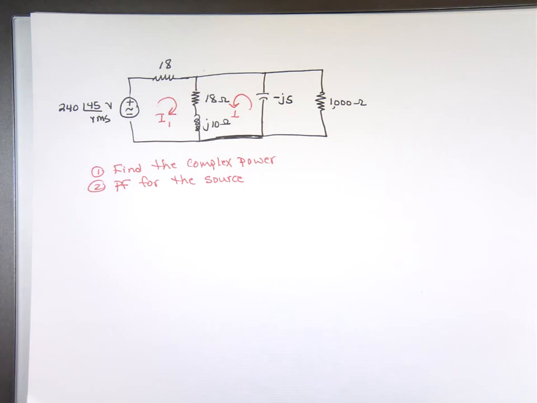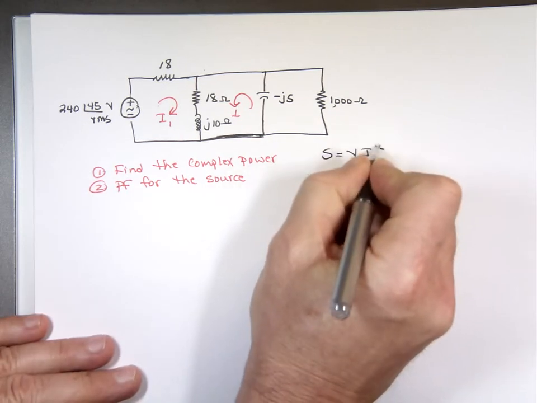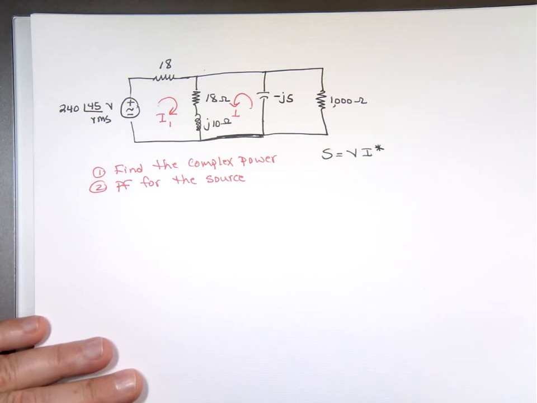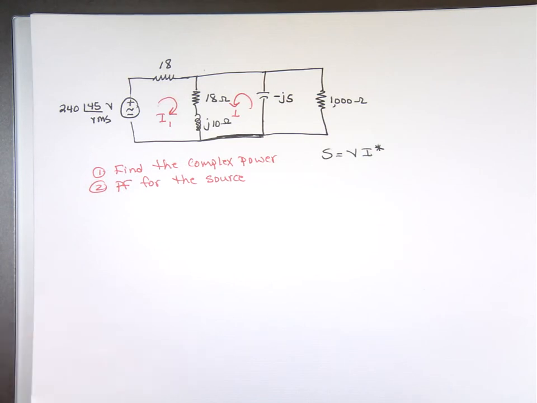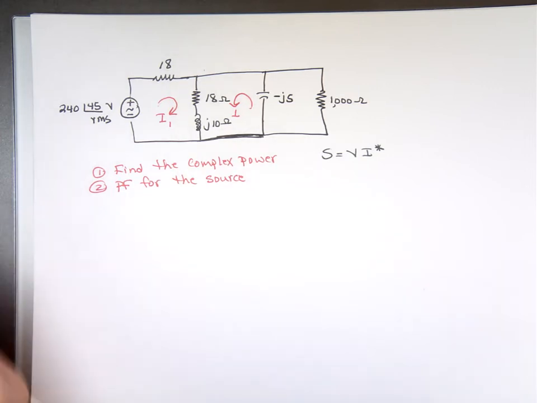Now, we know complex power is what? S equals V times I conjugate, if you have the RMS value. So if I know what the current is, I can make my life easy. So I decided to use nodal analysis. That'll give me the current. And actually, it makes just the math easier because you're not dividing.